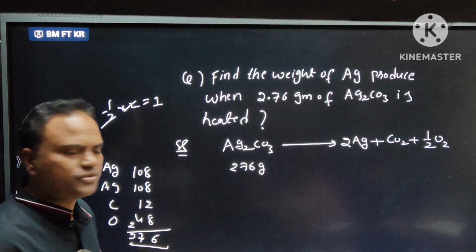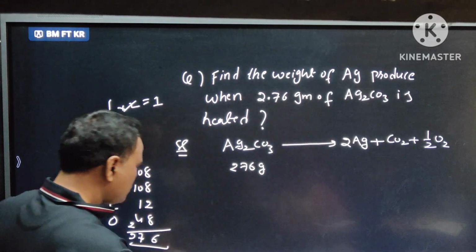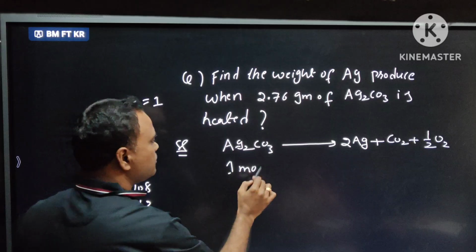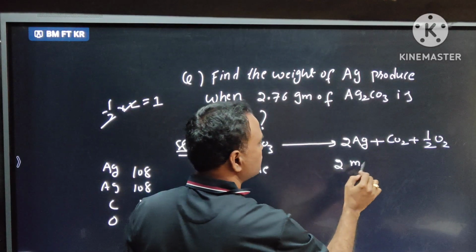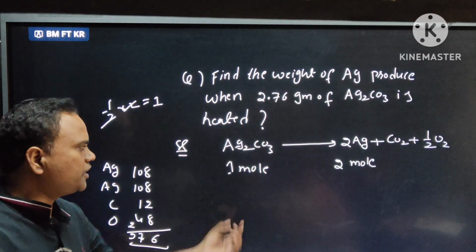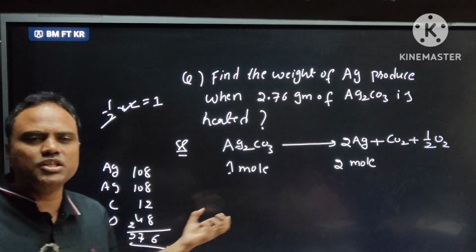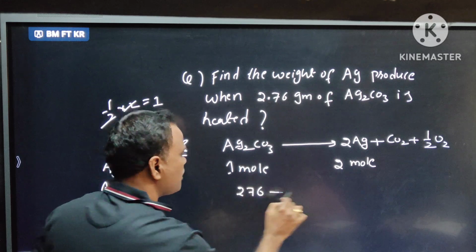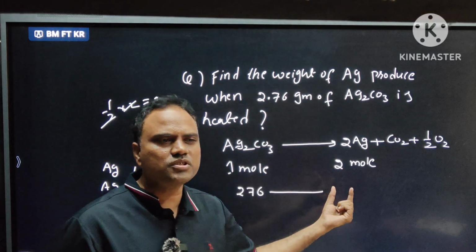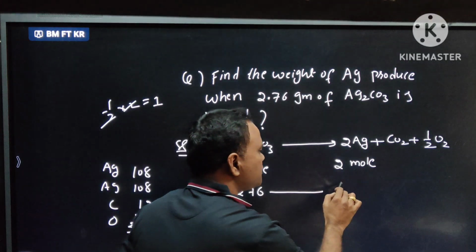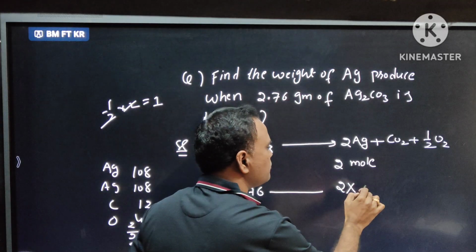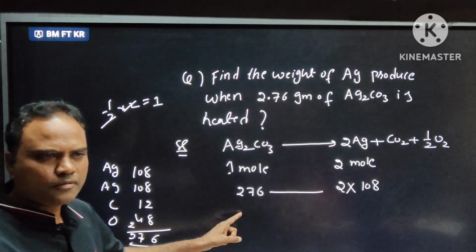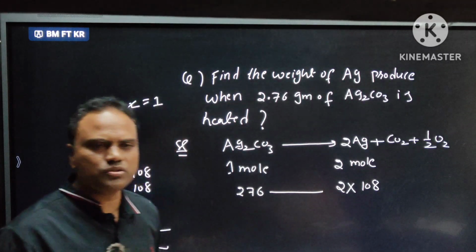276 grams is producing. See why I wrote here: what is its mole? 1 mole. Silver moles are 2 moles. Clear? What is the weight of 1 mole of any substance? It is equal to its molecular weight. So 276 grams is producing how many moles of silver? 2 moles. What is the weight of 2 moles of silver? 2 into 108. So 276 grams is giving 2 into 108.